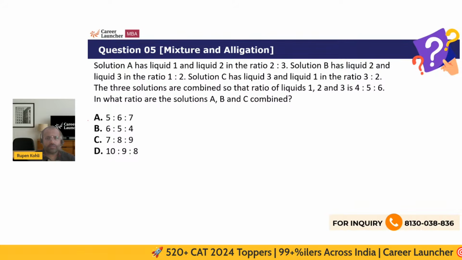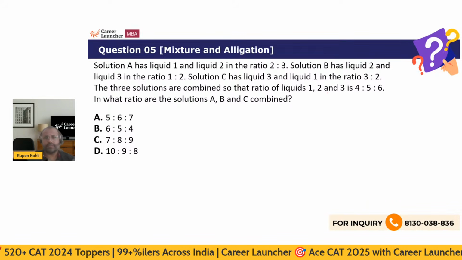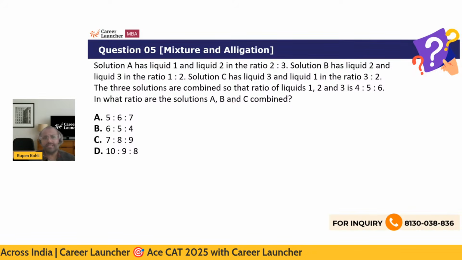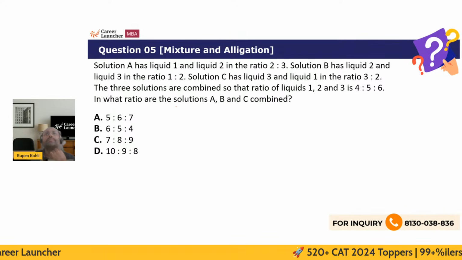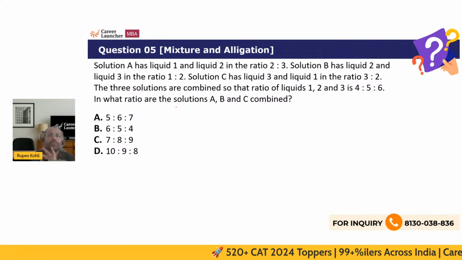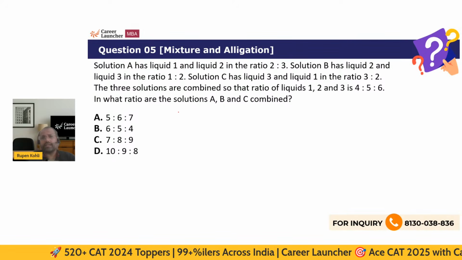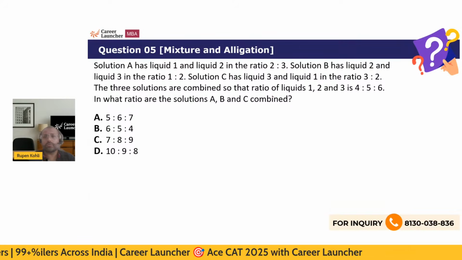So this question is about solutions A, B, C and liquids 1, 2, 3. We are mixing these solutions A, B, C, and something is given. We have to find in what ratio they were mixed. So it's a kind of a backward question of in what ratio they were mixed. By mixing them in a certain ratio which you have to figure out, the final ratio is given over here as 4 is to 5 is to 6.